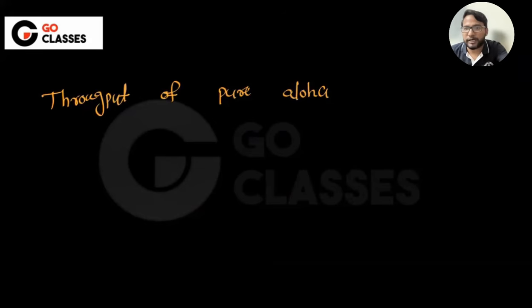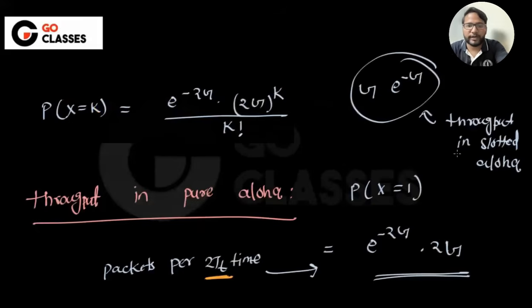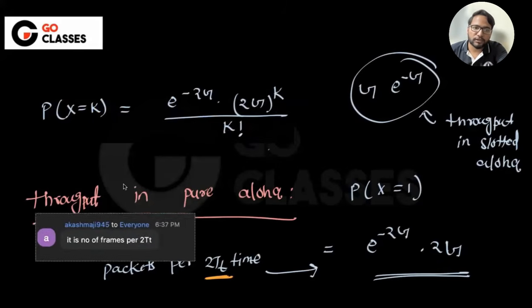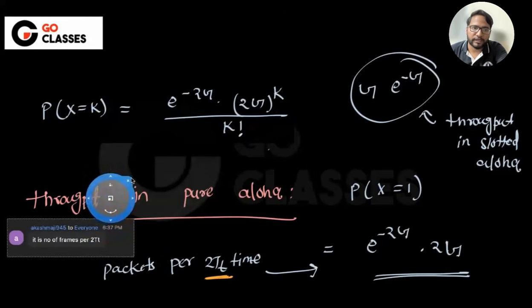Yes, Akash, that is correct. Akash is also saying that it is the number of frames per 2T time. Yeah, because here the time frame was different. Earlier the time frame was TT, but here the time frame is different. So this is the number of frames per 2TT time. That is correct.